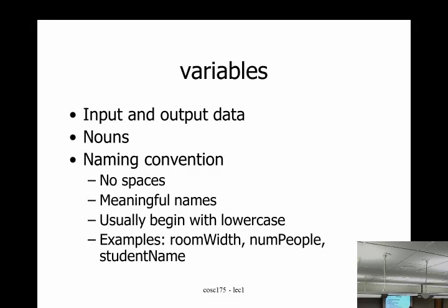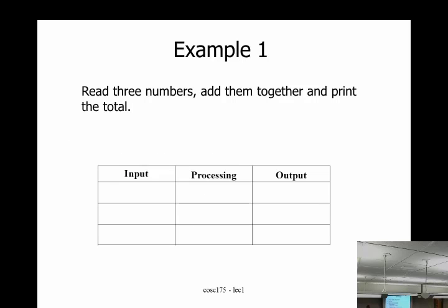All right. Begin with lowercase. Here's some examples. roomWidth, numPeople, studentName. studentName is better than name because it explicitly says it's the student's name, and we use camel case in each one of those. So we're going to use this for all the input and output data.